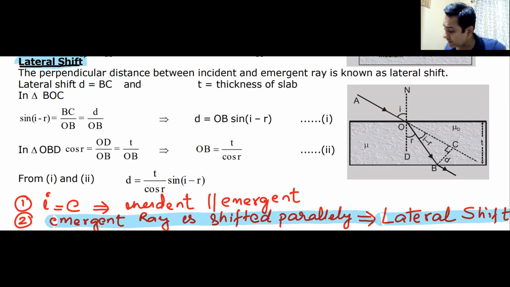Can I have some raised hand that we understand this, that the emergent ray is shifted? I hope you are noting it down. Please note it down. I'll give you a minute. The emergent ray is parallel to the incident ray and it has shifted. I'll give you a minute to note it down.